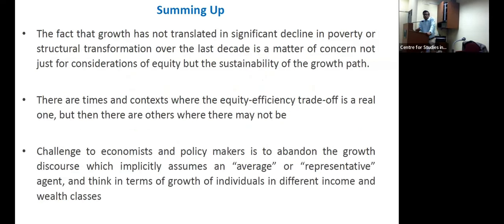Now, essentially, like I said yesterday, and this is really an overall sum up, the fact that growth has not translated into significant decline in poverty or structural transformation over the last decade is a matter of concern, not just if you are particularly concerned about equity, but also about the sustainability of the growth path. Will the engine even continue? Otherwise, if you just keep on going, maybe it's good for a small segment. But for reasons we argued yesterday, there are reasons to believe that this kind of non-inclusive or exclusive growth path would be inherently limited in how long it can be sustained, especially for a large country. If you're a small economy, maybe it is possible, but it's harder to do there.